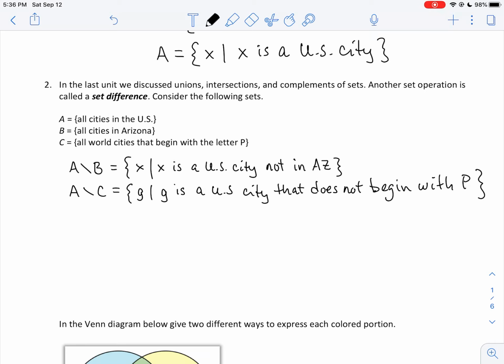Okay, let's do all the B's. Let's do B minus A. All cities in Arizona minus all cities in the US. Well, all cities in Arizona are also in the US, so this is a case where B is a subset of A. And if I do all cities in Arizona minus all cities in the US, then there's nothing that's in B that's not in A. So this is the empty set.